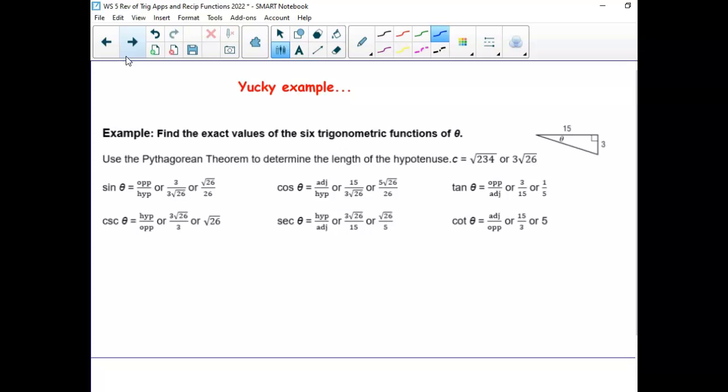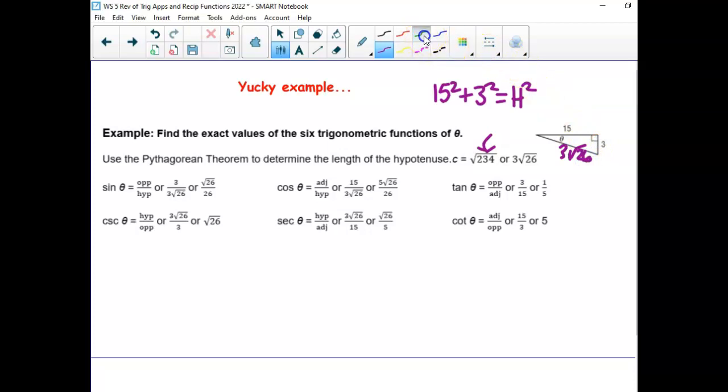This is a really disgusting example at the top of the next page, I think. Is it the top of the next page? Okay. So I'm going to go quickly through it, but what they did is they had to use the Pythagorean theorem to find the hypotenuse. They did 15 squared plus 3 squared equals hypotenuse squared. They simplified all that and got down to square root of 234. 9 went in there and it became 3 square roots of 26. Blech. So this side was 3 square roots of 26.